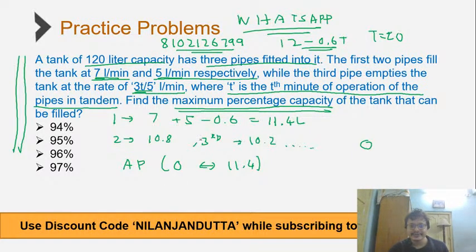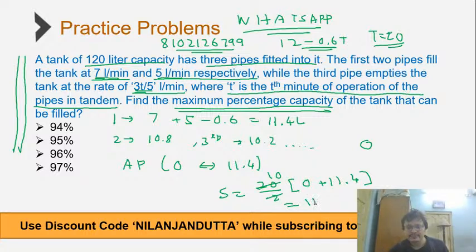So how do I go about doing this? Simple. t is 20, which means the total time is 20. So the sum can be written as n by 2, that is 20 by 2 into 0 plus 11.4. So there are 20 terms, so 20 by 2, that is 10 into 11.4, which is nothing but 114 liters. So in all, 114 liters is what of the tank can be filled.